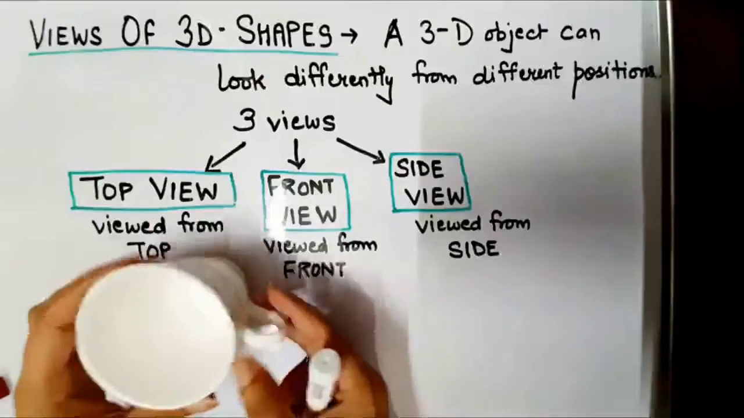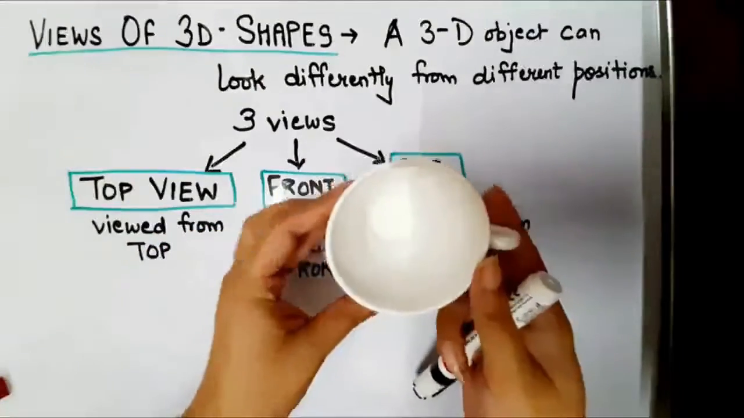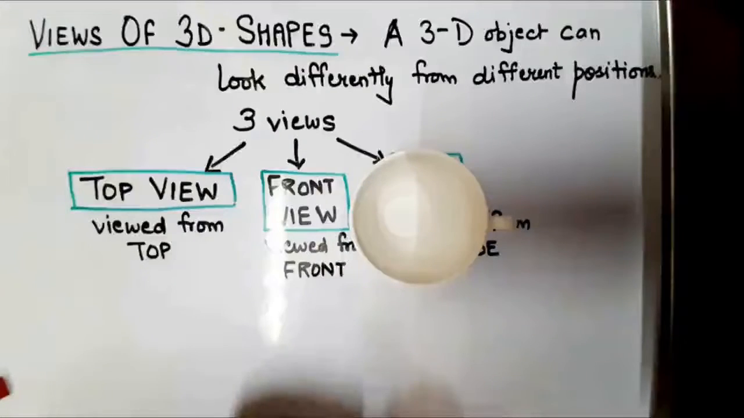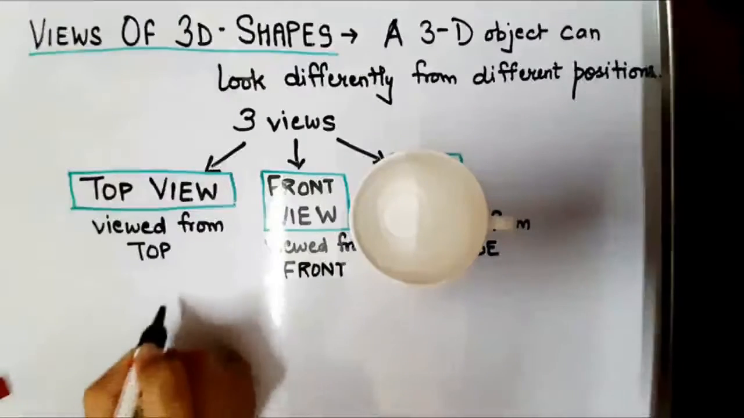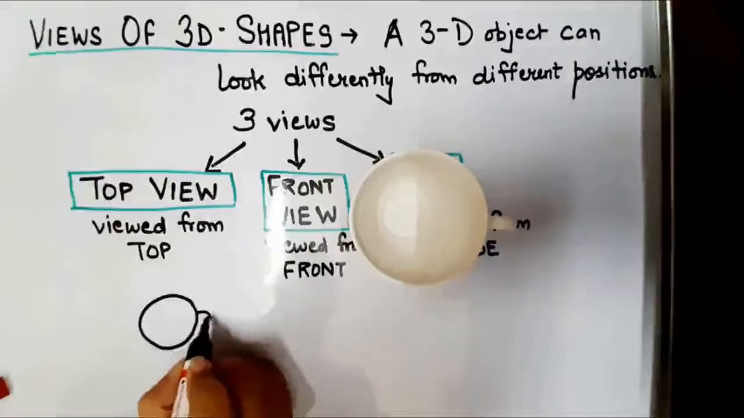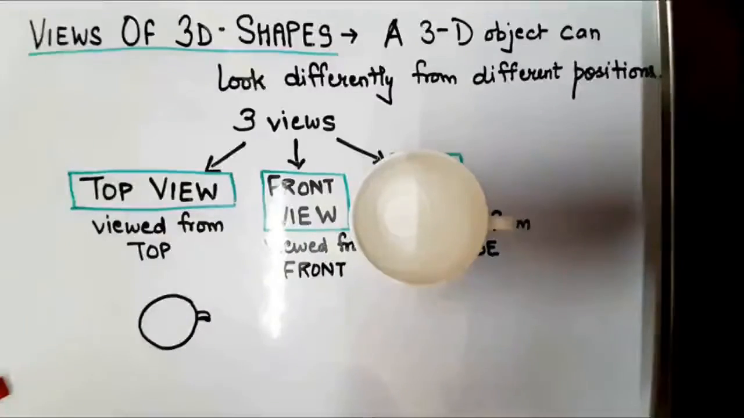If you have a cup like this, now when we are viewing it from the top, what is its top view? It looks somewhat like this: a circle and a little bump for the handle like this. So this is the top view.